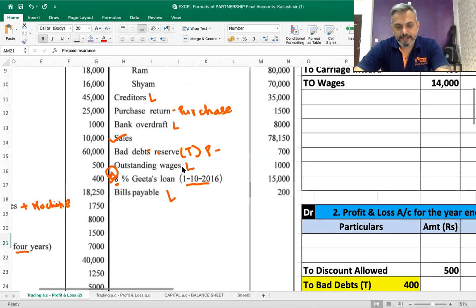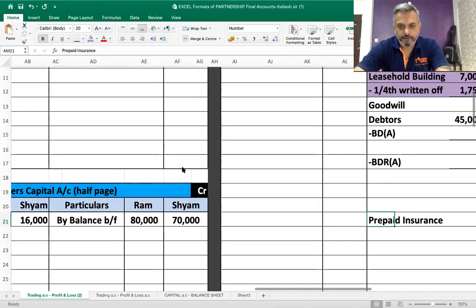Okay. Now capital already done. Creditors 35,000. Liability side.